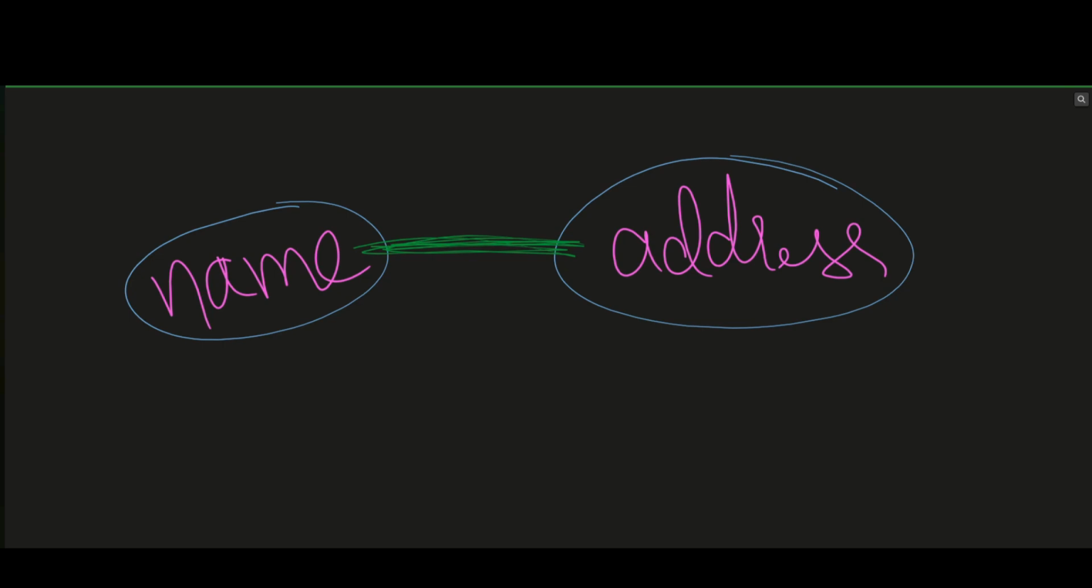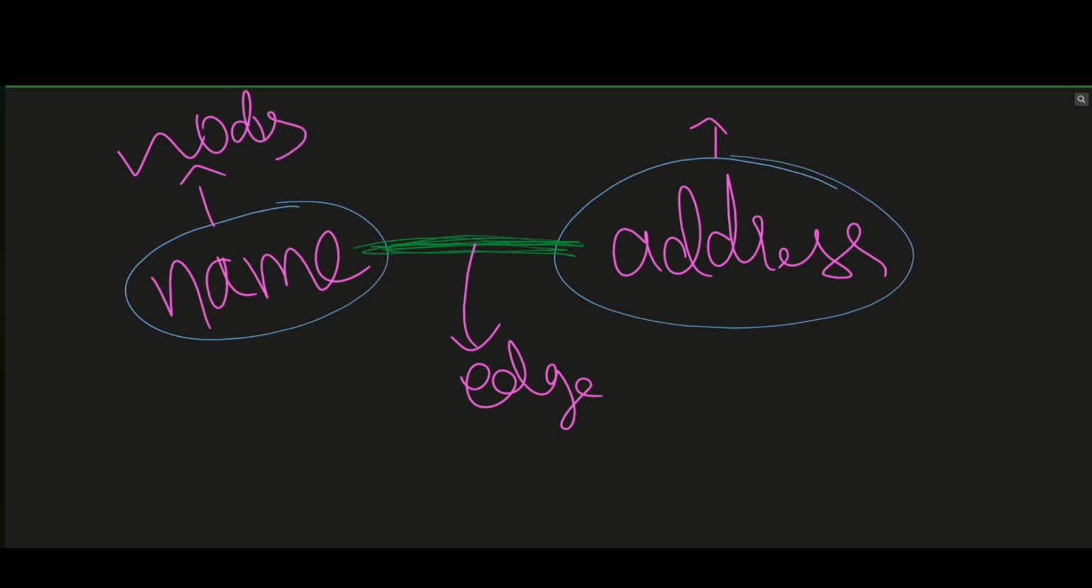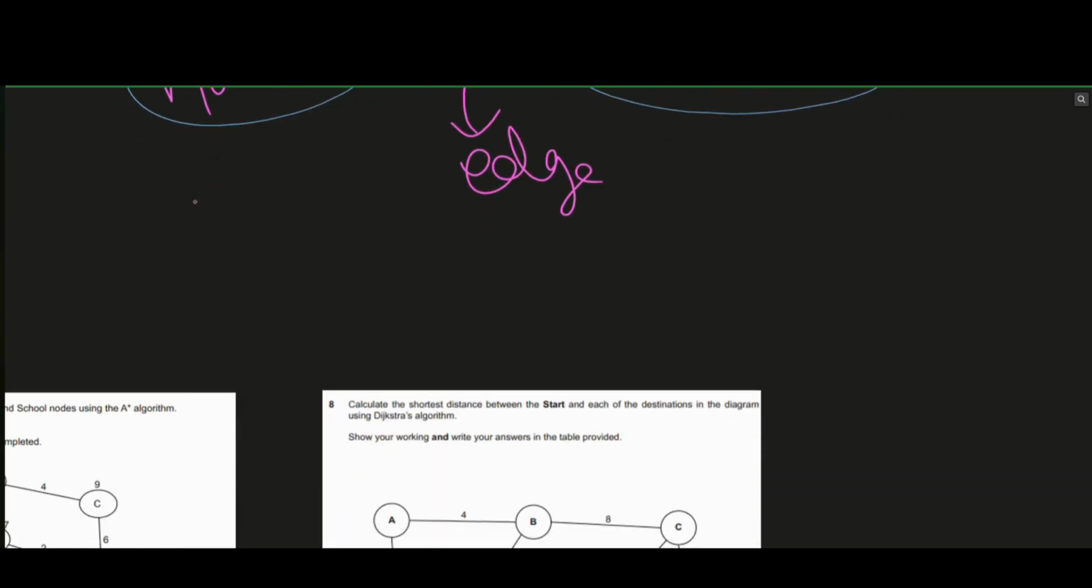So what is this relationship called? That is called an edge. And what are these things called? These things are called nodes. So these two terms you have learned, right? So you can actually create a graph by relating two different entities using nodes and edges. So this is what you need to understand.